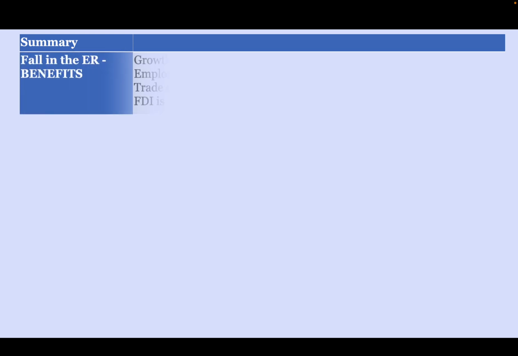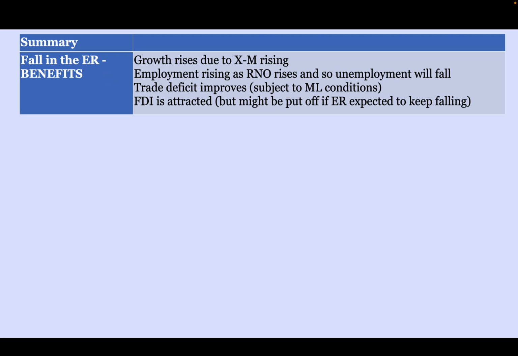Okay, all right. So what you need, good summary table, and I'm not in this one, so once I've gone through this, I take a screenshot. This is a summary of everything that I've just said. Okay, fall in the exchange rate, the benefits. Growth is going to rise because X minus M rises, assuming Marshall-Lerner. Employment rises, unemployment falls. Trade deficit improves, assuming Marshall-Lerner conditions are going to apply. PEDs of exports plus imports greater than 1. And FDI can be attracted in the short run, but it might be put off if the exchange rate is expected to keep on falling.